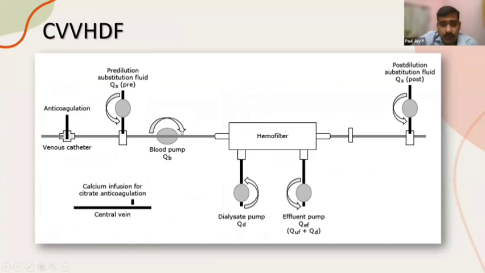And before going to prescription, a recap of the CVVHDF circuit, where the blood is taken from the patient, the anticoagulation is employed, and the substitution fluid, a part of which is given before the filter and a part of which is given post-filter. And there is also a dialysate flow in the countercurrent fashion in the filter. And if the anticoagulation employed is citrate, then we need to correct it by calcium infusion from a line outside of the circuit.